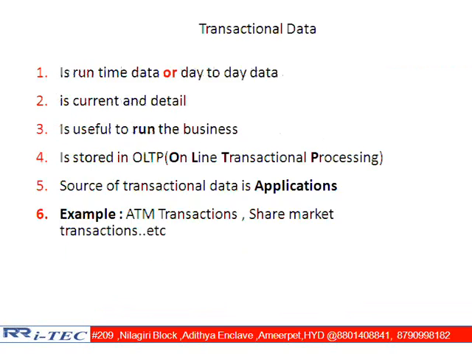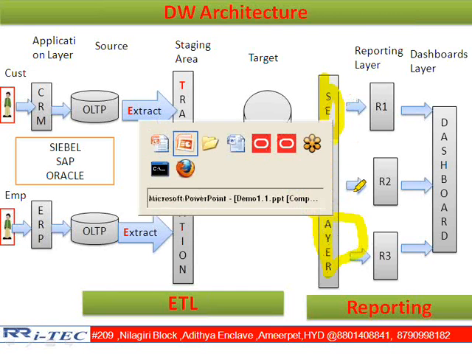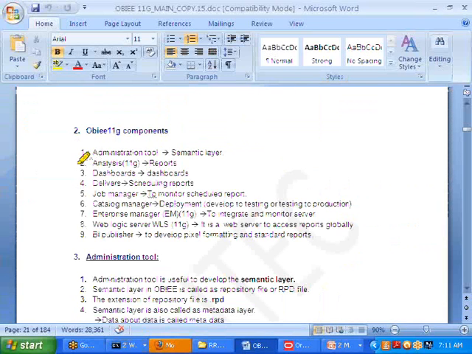If you go and see the data warehousing architecture, as a reporting guy, what is our first job we need to do, sir? You need to develop the semantic layer. Yes or no? The semantic layer will be developed using a component. The component is called what in OBIEE? Administration tool. The semantic layer will be developed using a component called the administration tool.